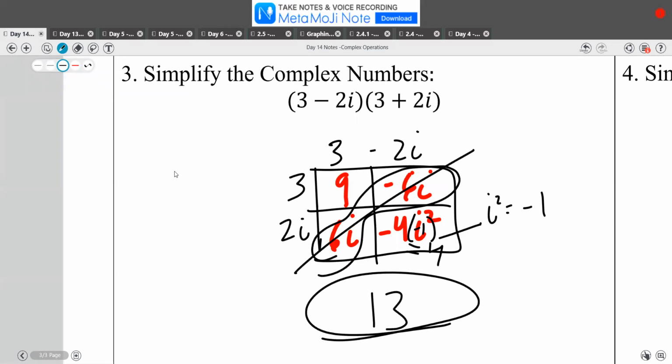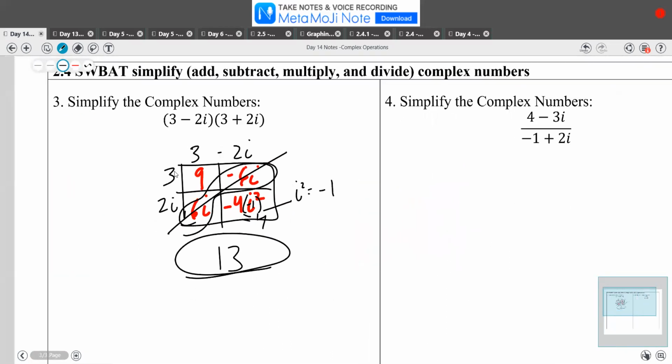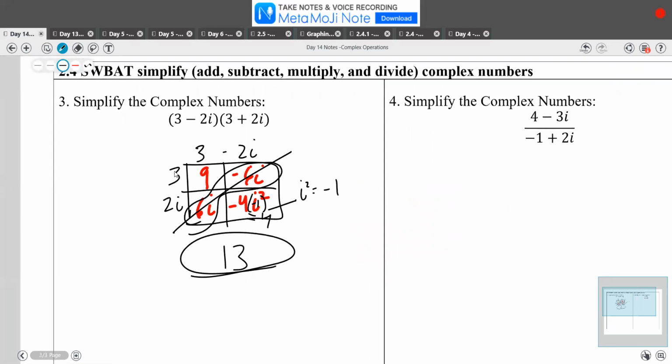Okay, in this example, the i's just happen to go away. This is not always going to be the case. All right. Other than that, we're going to skip 4 for a minute, and then I'll teach you that. I'm going to teach you guys that one when I'm back.